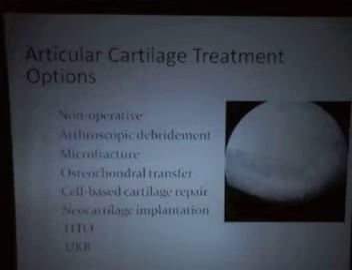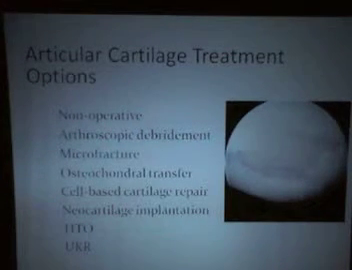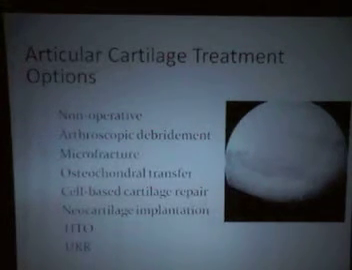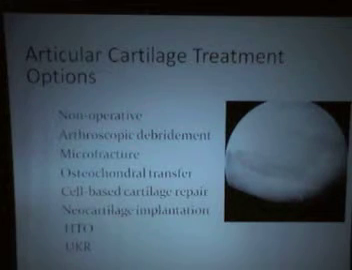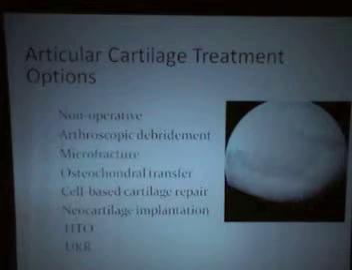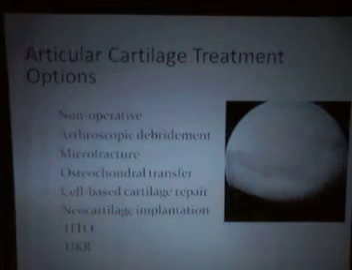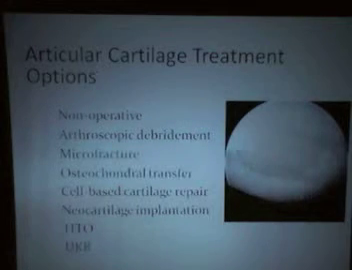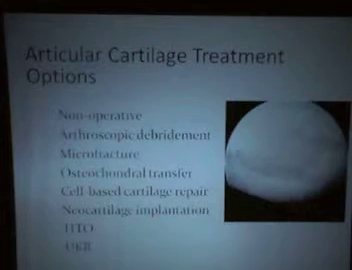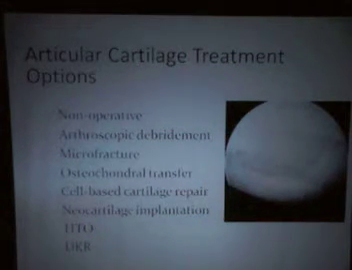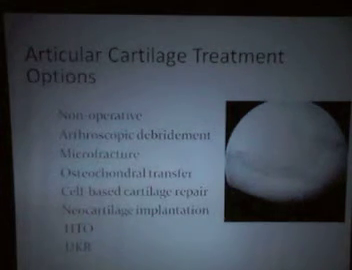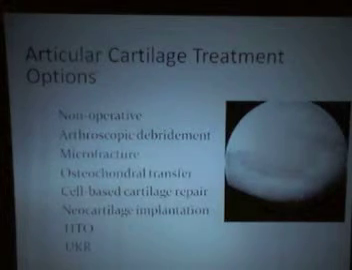Osteochondral transfer, also known as mosaicplasty, is a technically more demanding surgical procedure, and this involves taking pieces of articular cartilage from non-weight-bearing areas and transferring them. Cell-based cartilage repair is basically autologous chondrocyte implantation, done either with just the chondrocytes themselves, or now, taken a step further, matrix associated chondrocyte implantation. That means you have a scaffold used in the lab and the cells are seeded onto it.